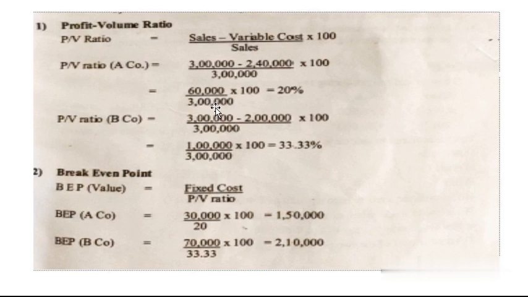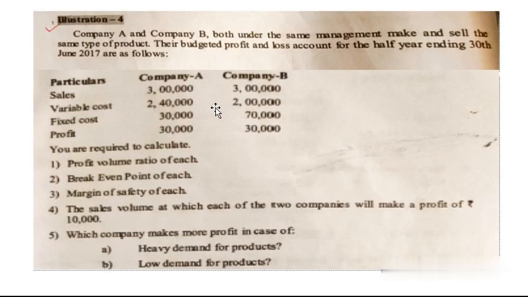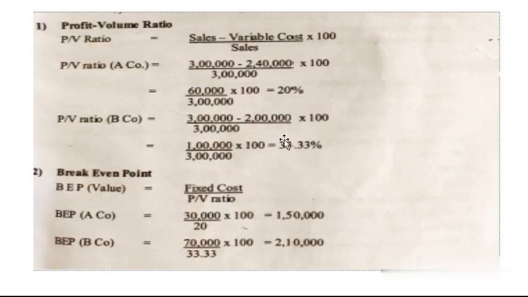The same thing will be applicable for company B. Company B sales is 3 lakh and variable cost is 2 lakh. So sales minus variable cost, that is 3 lakh minus 2 lakh divided by sales, which is 3 lakh, into 100. So 3 lakh minus 2 lakh divided by 3 lakh into 100 will give you 1 lakh divided by 3 lakh into 100, which is 33.33 percent.